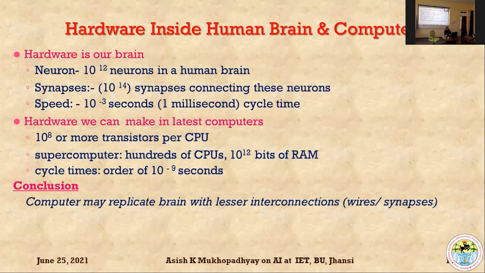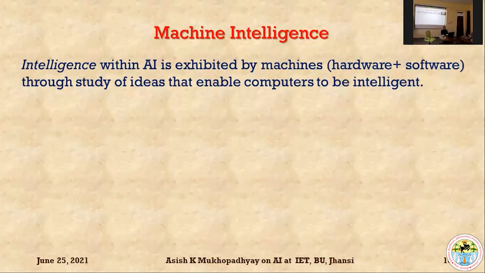When you talk about creating that artificially, how enormous the data and processing power required is beyond imagination. That itself is the imagination. And the neurons are like nodes. AI is the study of ideas that enable computers to become intelligent. That is the definition.